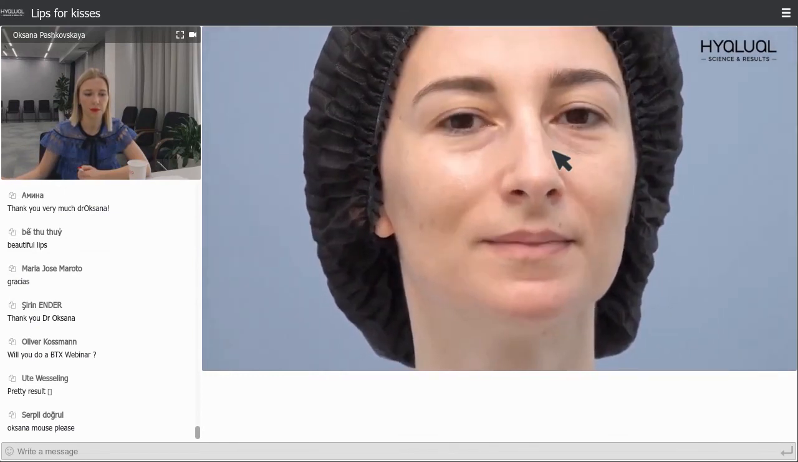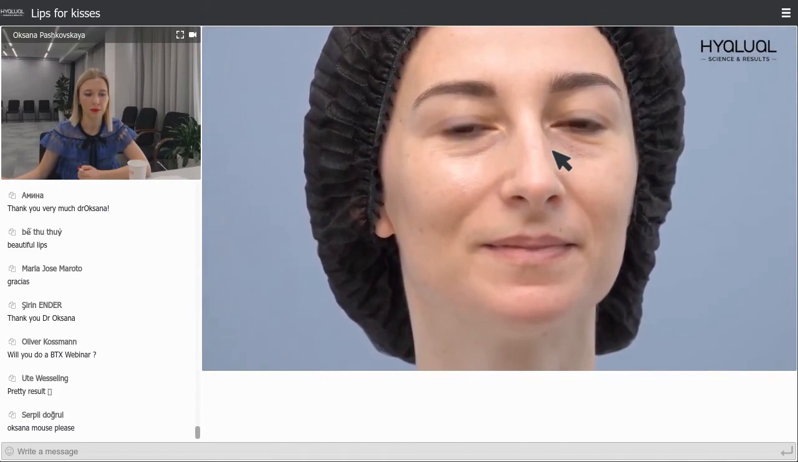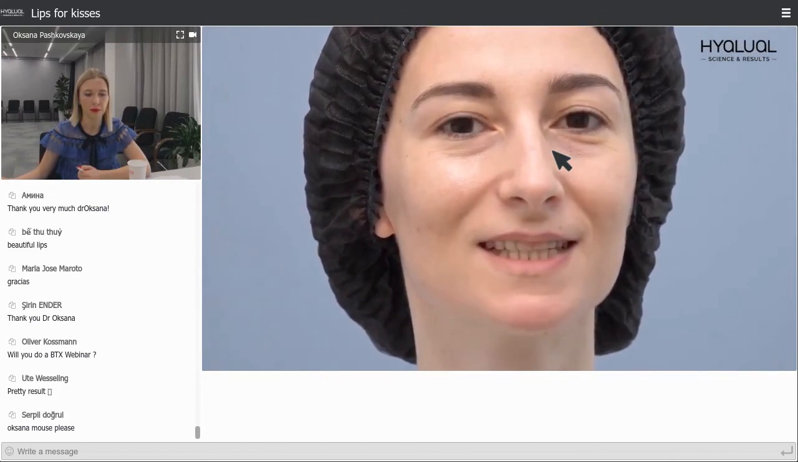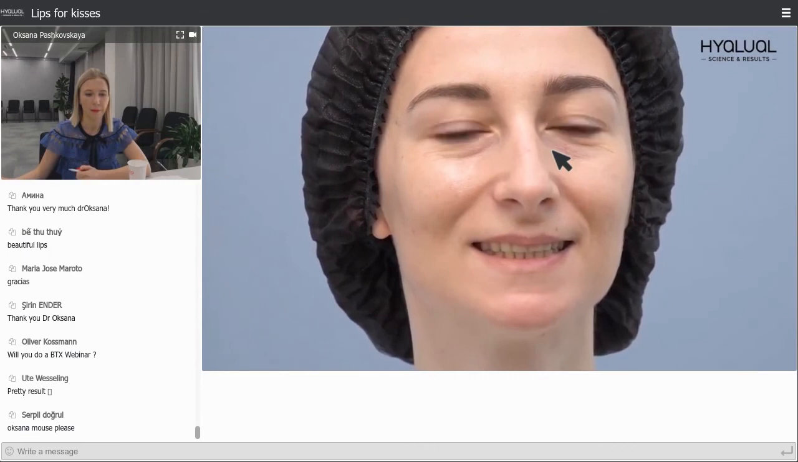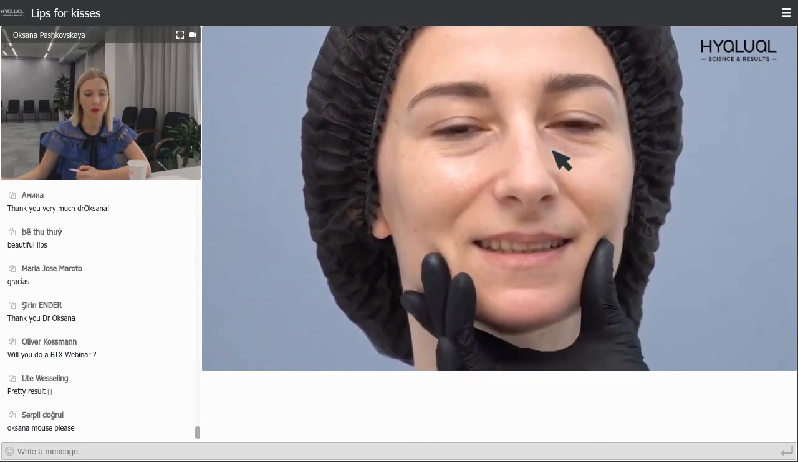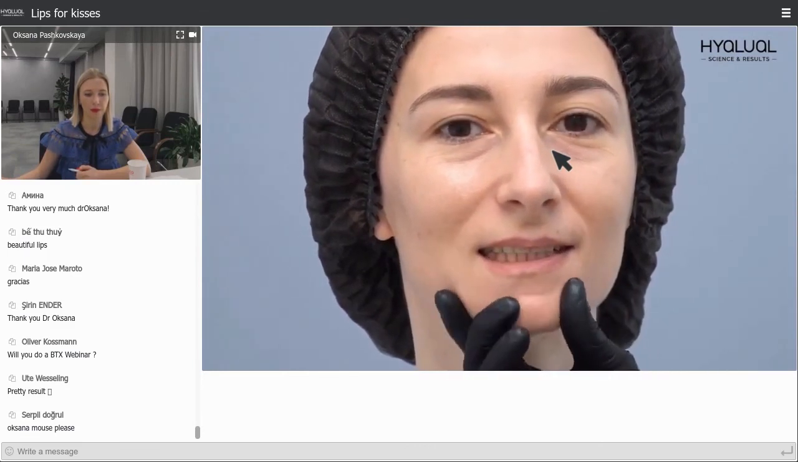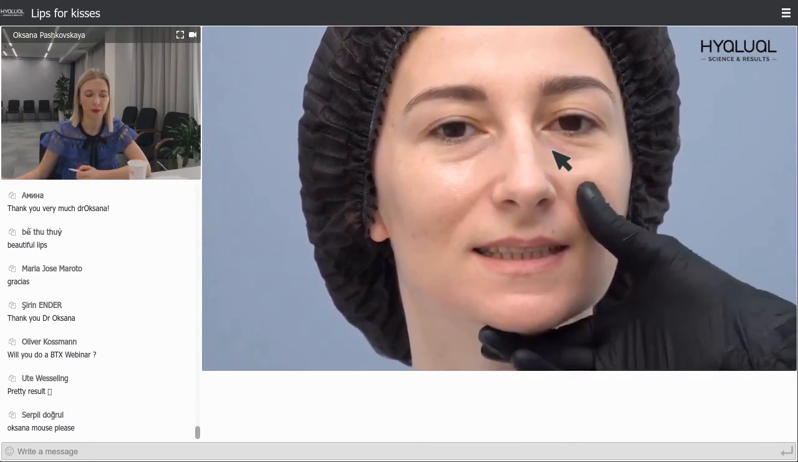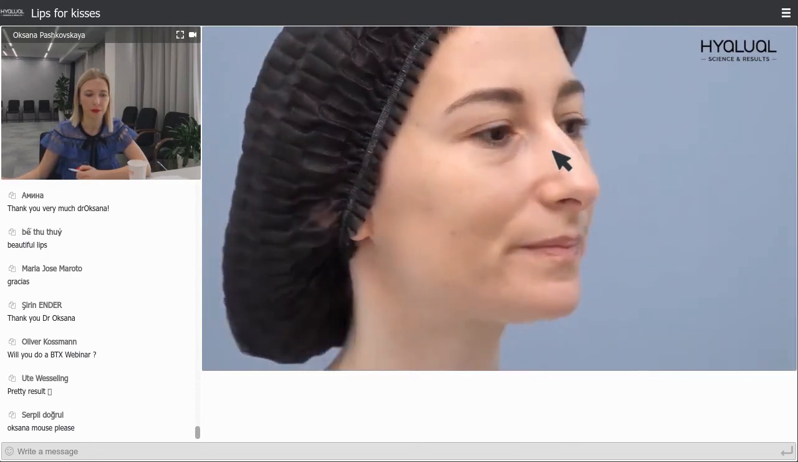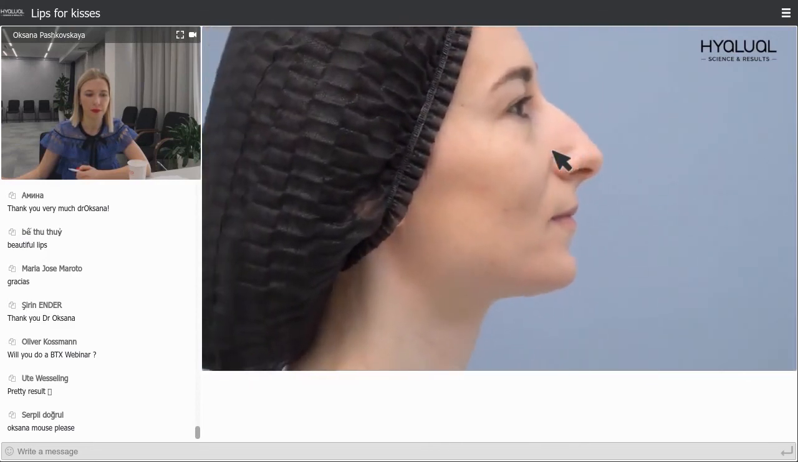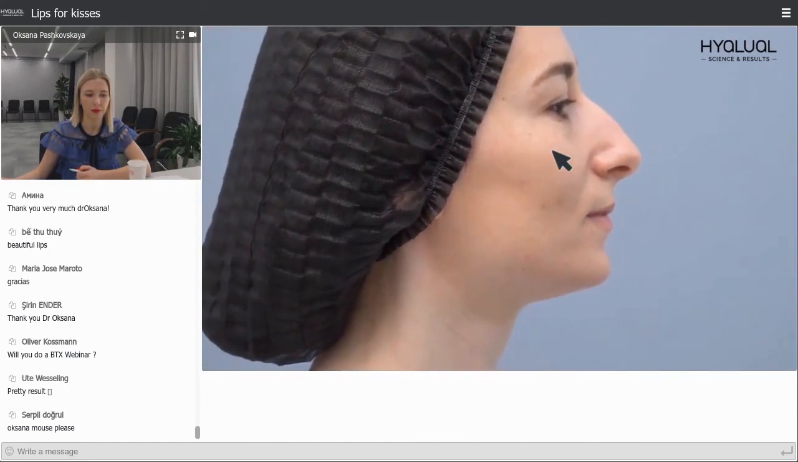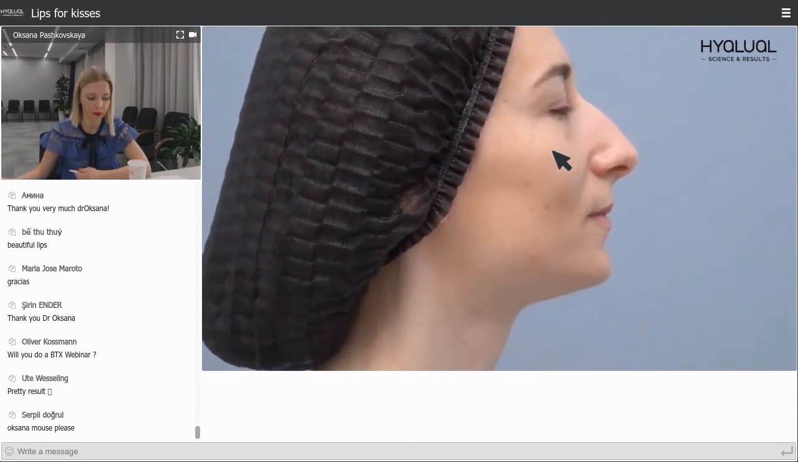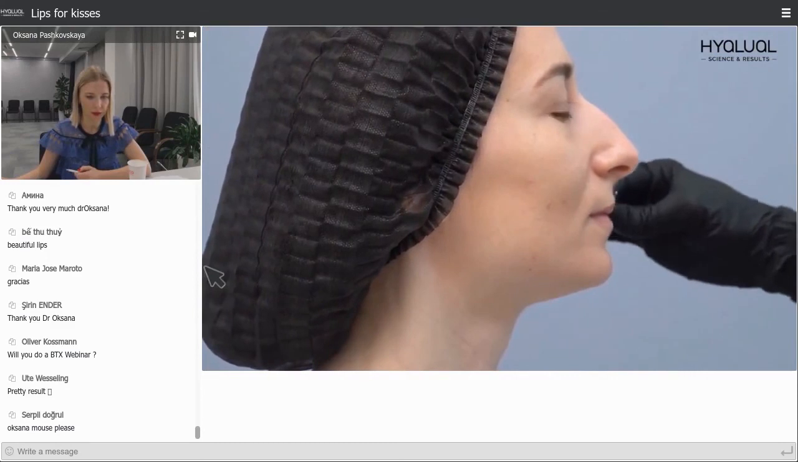Now dynamics. Ask Alessia to smile and to grin. And we see the bite, the teeth are in normal position. And profile analyzing: the nasolabial angle is more than 90 degrees, which is good for us.